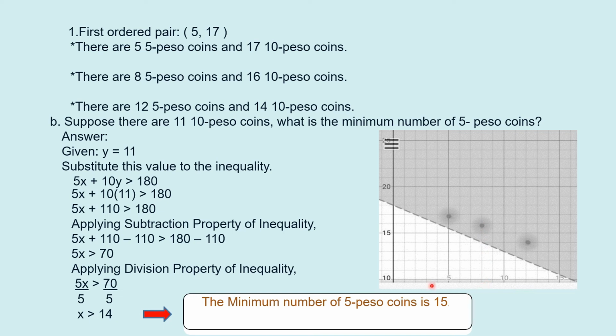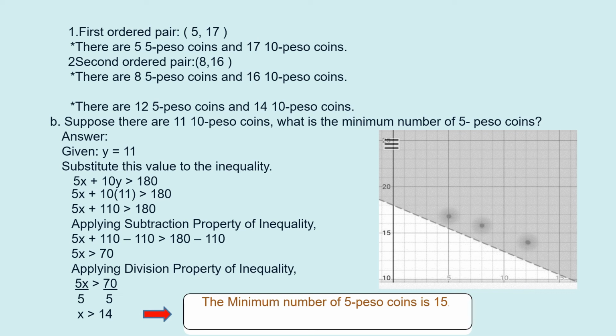The next point is this one. It lines up with our x value of 8, and it also lines up with a y value of 16. So, our ordered pair is (8, 16). It means that it is possible to have 8 5-peso coins and 16 10-peso coins.